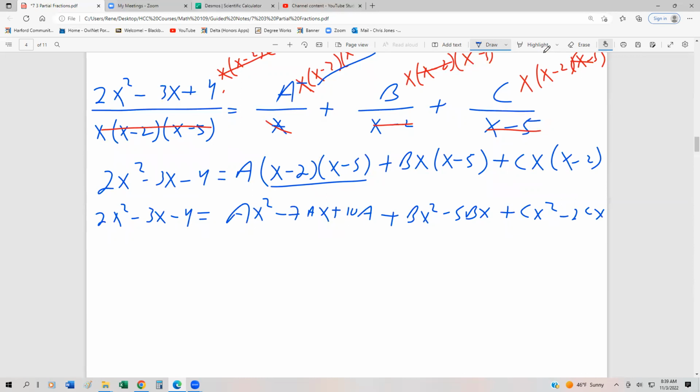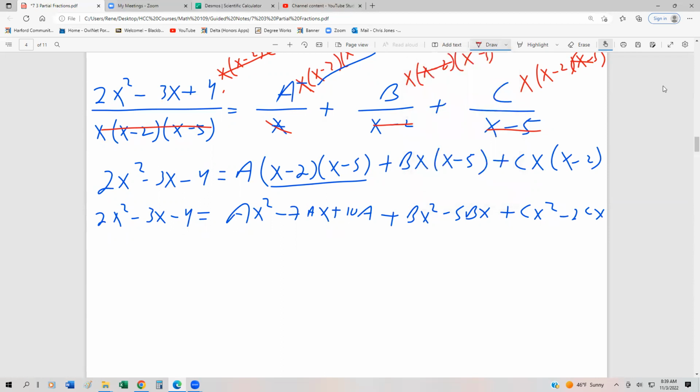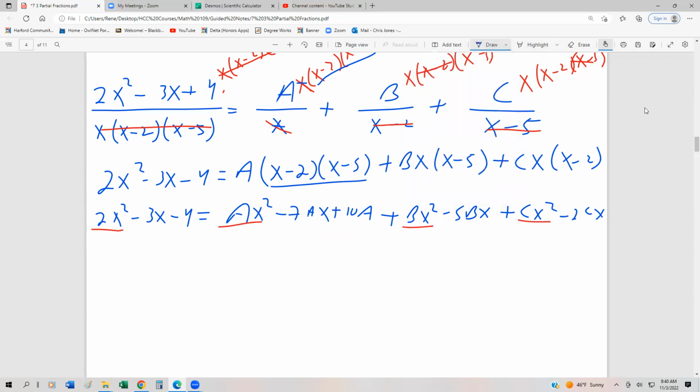Now, remember, all the powers of x have to be the same. So if I look at all the x squareds, I have 2x squared on the left-hand side. I have ax squared, bx squared, cx squared. So one equation that we can generate from this is going to be that A plus B plus C has to be equal to 2.